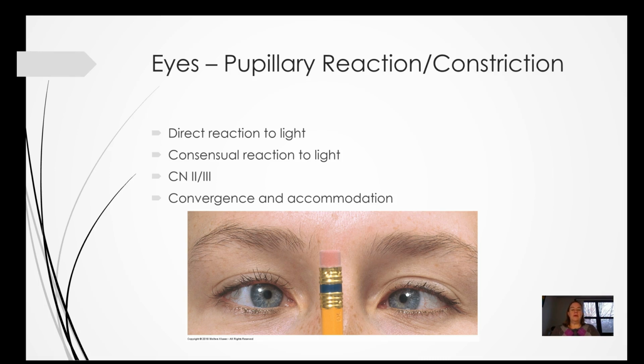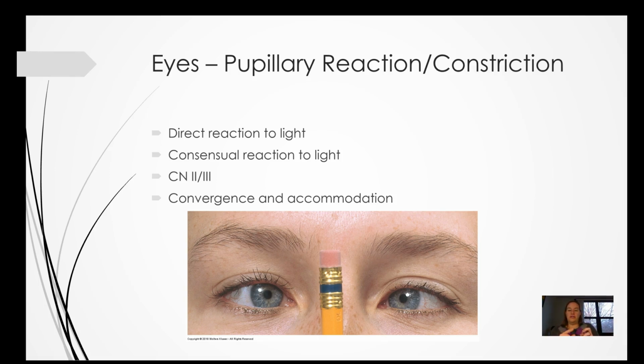Okay, when we look specifically at the eyes, we want to see that direct reaction to light. So when we're testing our pupillary reaction, we want to see both the eye that we're testing as well as the opposite eye. Okay, that's called consensual light reaction. So if the right one shrinks, the left one should shrink equally as well, with the light being shined in the right eye. And again, this is checking for cranial nerves 2 and 3.